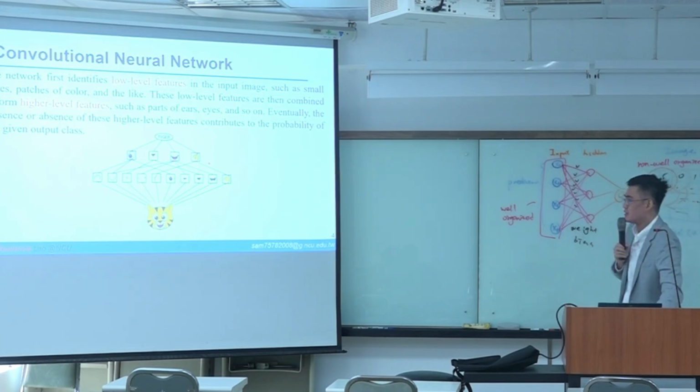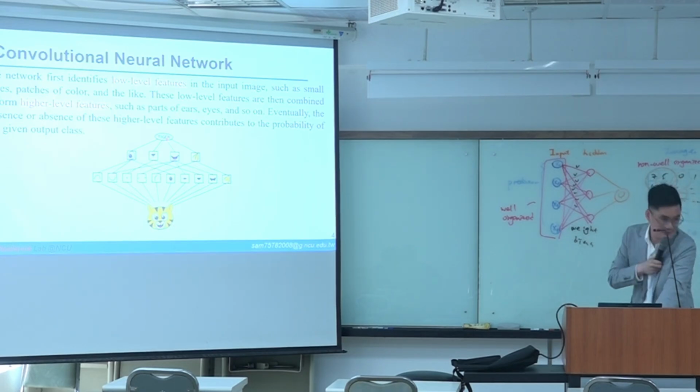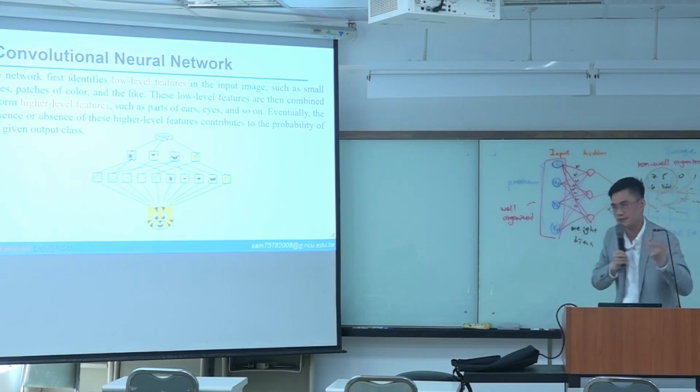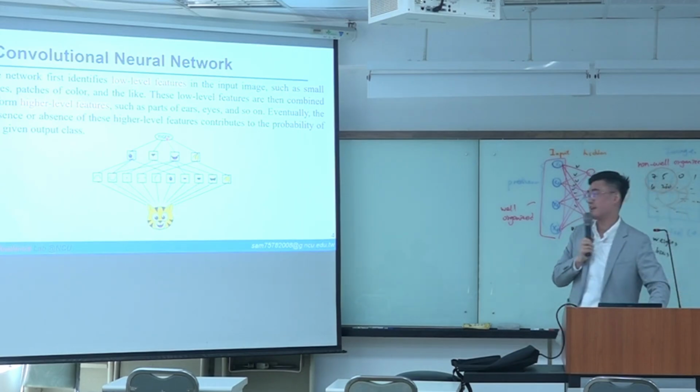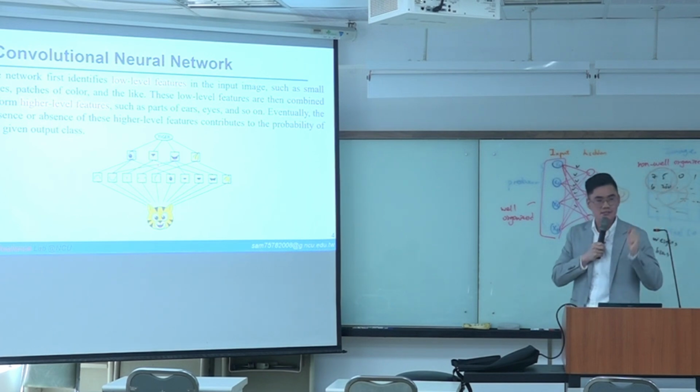Okay? So once you have all these features from lower to higher, then we realize that, hey, that's a cat. I'm sorry, this one is a tiger. Well, a tiger is part of the cat family, I guess. It belongs to the cat. Okay, so that's the concept about the CNN.